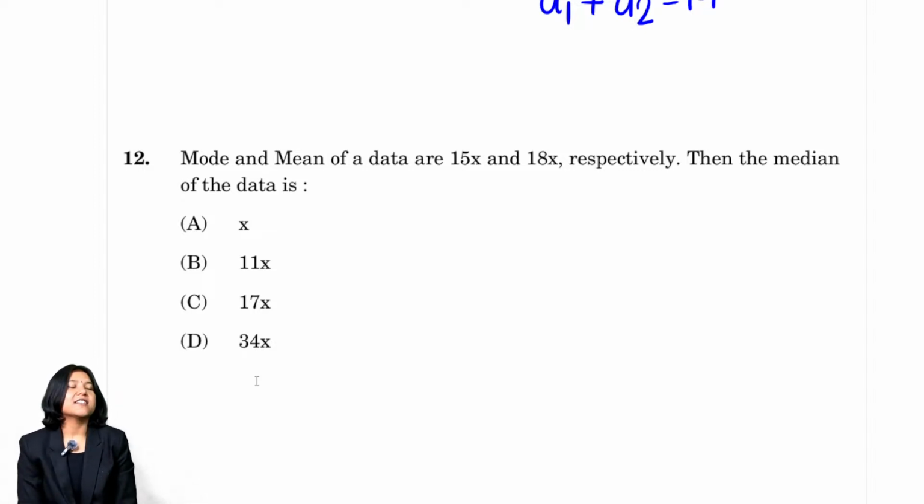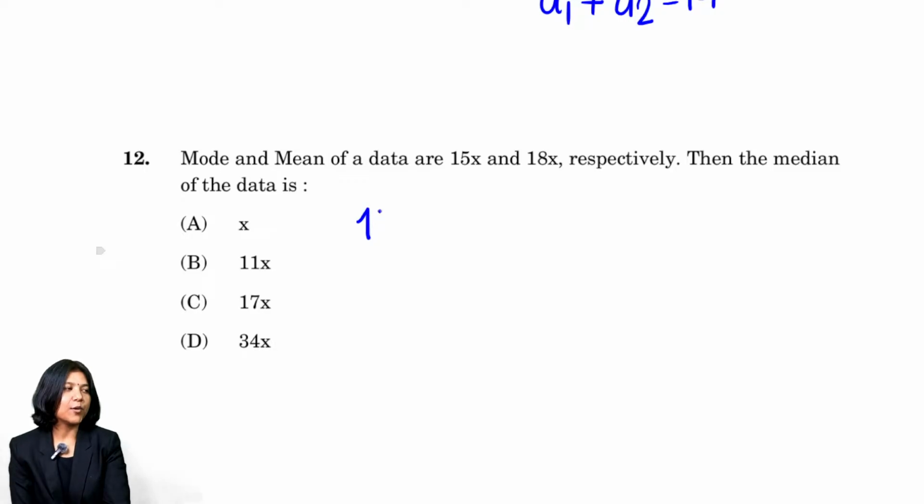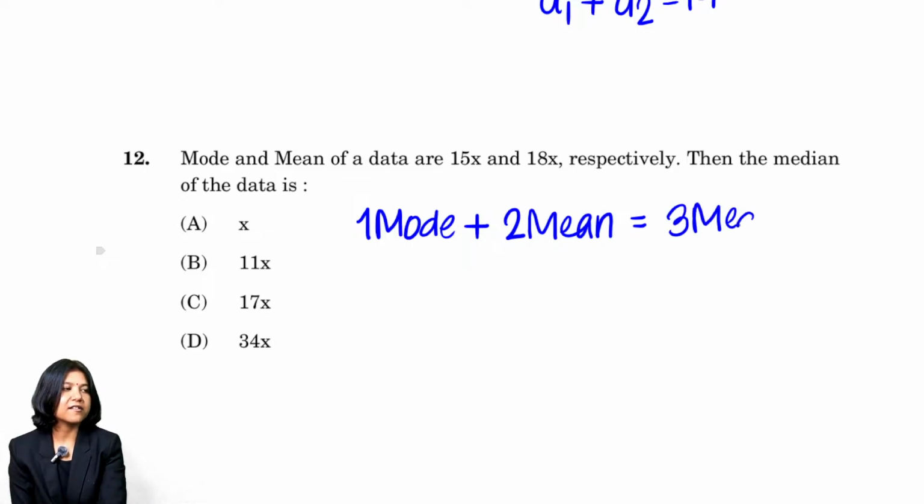And there is one relation. How would you remember this relation? It is 1 mode, okay, I'm going 1, 2, 3. So 1 mode added to 2 times mean, 1 mode 2 mean gives me 3 median. Very easy to remember, yeah?